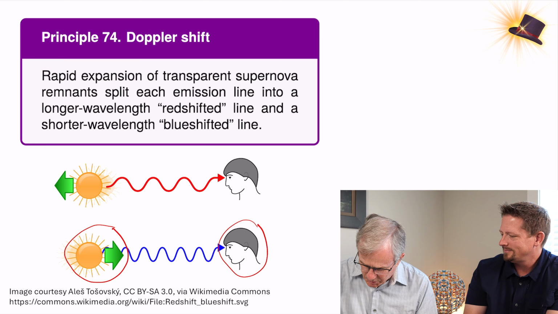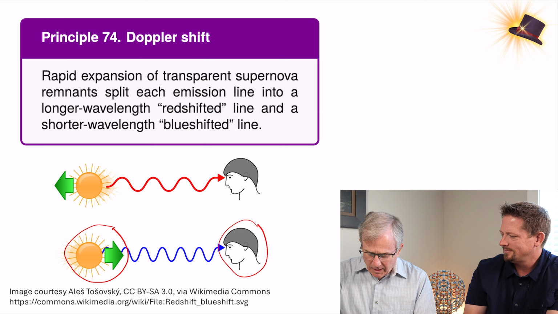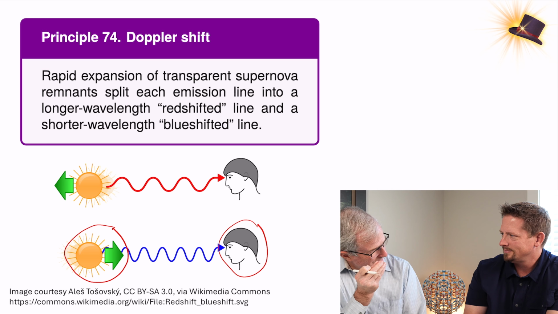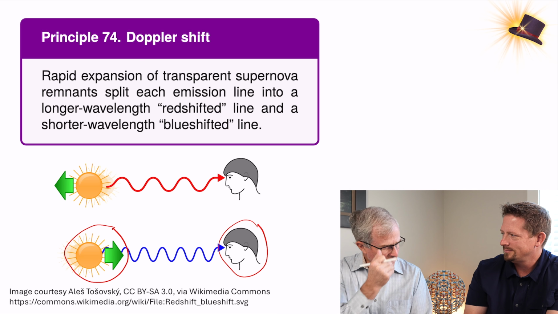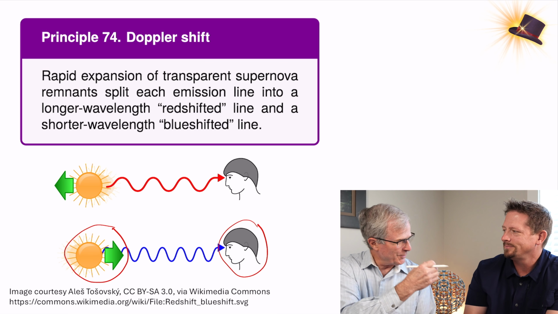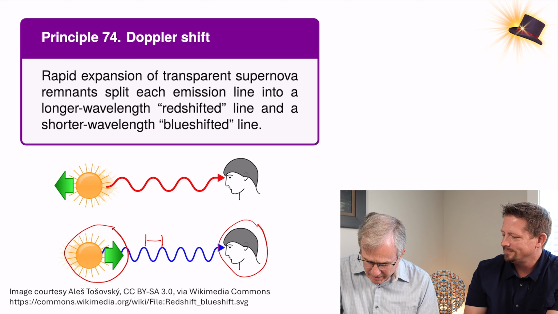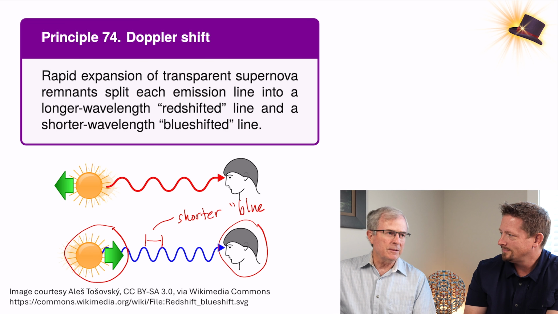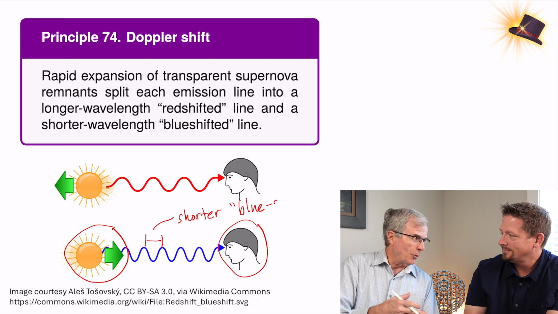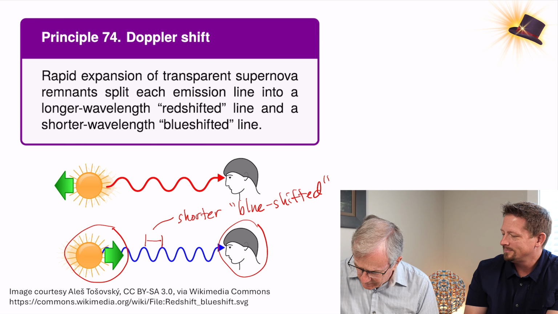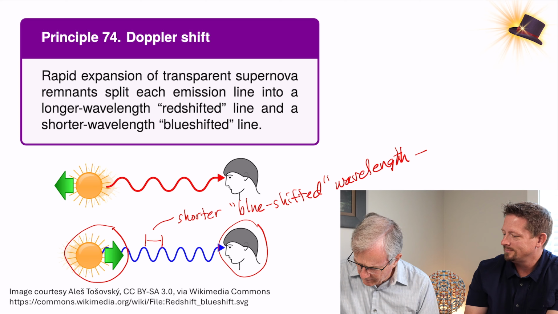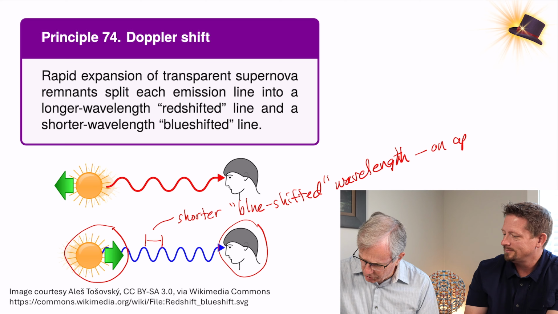So if this star is approaching the observer, then its wavelengths get scrunched because between the emission of each wavelength, it's moved toward you, and so the wavelengths are getting scrunched. So the wavelength is shorter, aka blue shifted. Doesn't mean it's going to be blue. It just means that it's shorter wavelength toward the blue. And that's on approach.